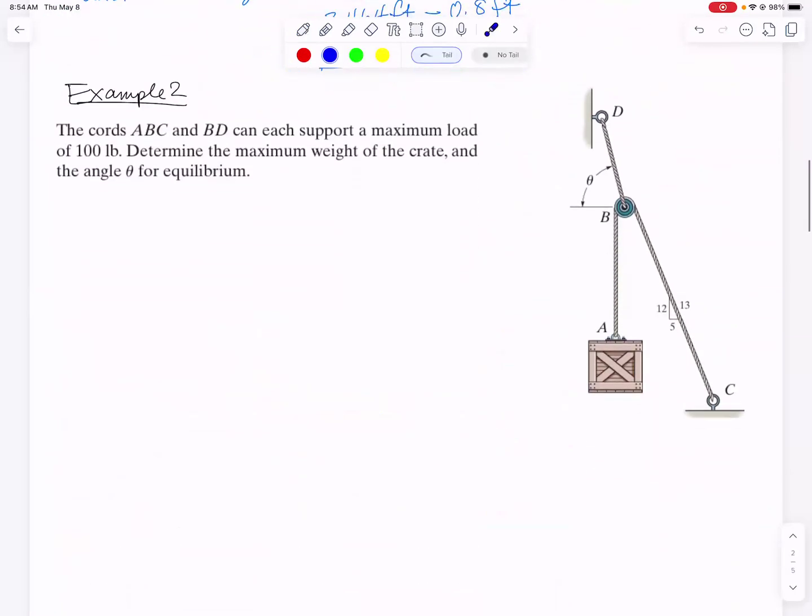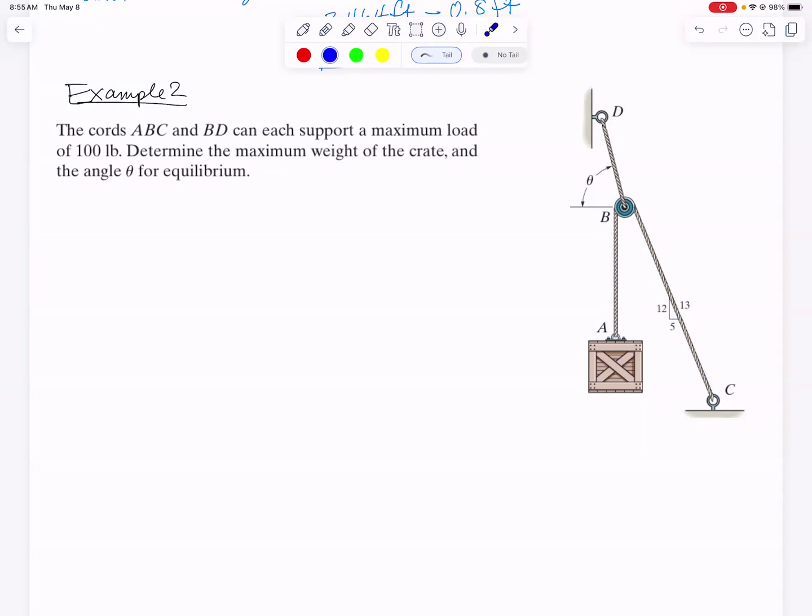Let's do another example. This one has a pulley. Remember, a pulley means that the tensions on each side have to be the same. The rope is a continuous rope, goes around a frictionless pulley. It's going to pull the same force on each side. We've got another rope that's supporting it, and we have a crate being held. And what we're told is that both of these cables can only support a maximum load of 100 pounds. So what is the maximum weight of the crate and the angle for it to be in equilibrium?